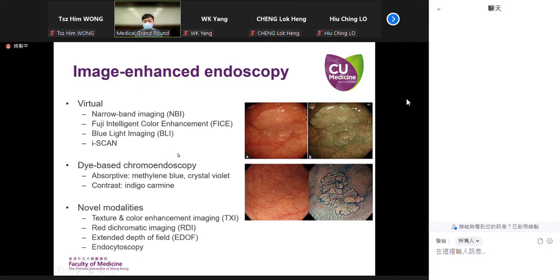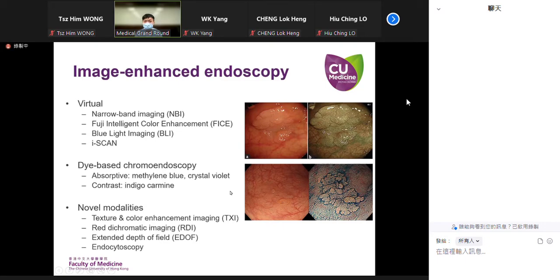And apart from virtual modalities, we also have some dye-based chromo endoscopy. So what we do is we just directly spray some dye onto the mucosa. And from this photo, we can see that on the white light image, the lesion just appears as some small nodules. But after the application of the dye, the border of the lesion becomes much more conspicuous. And if we take a closer look at the surface of the lesion by using some magnifying endoscope, we can see the surface structure much better. And this could help us to differentiate the nature of the lesion.